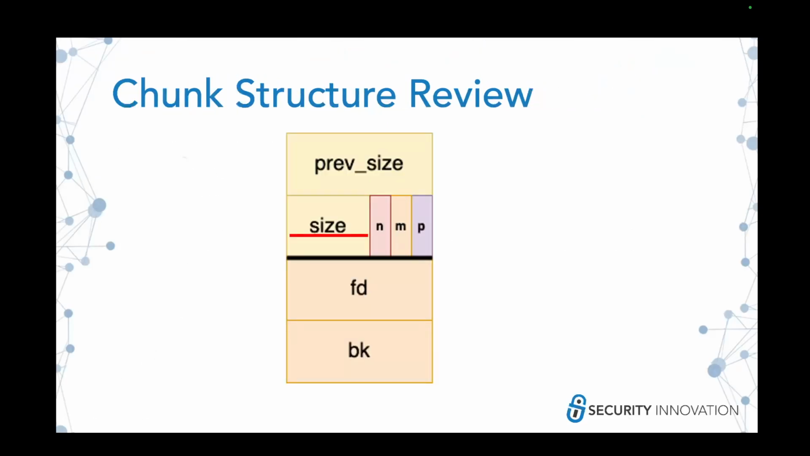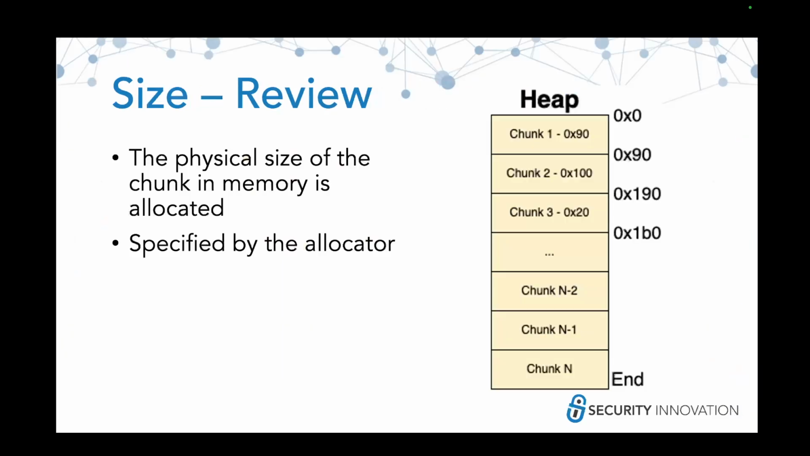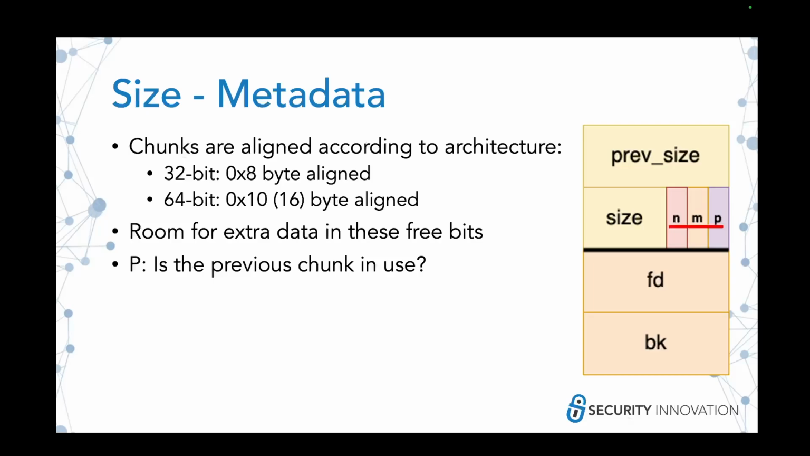So I know we've seen this data structure again, but it's always good to review stuff. The thing we really care about here is the chunk size. The size is the physical size of the chunk in memory that is allocated. And this is specified by the allocator, but depending on what the developer is asking for, it will also take that into consideration when it gives you that memory. The size also has metadata bits, the N, M, and P bits. The P stands for previous in use, as we talked about before. Chunks are byte aligned depending on the architecture, so 32-bit is 8 byte aligned, 64-bit is 16 byte aligned.